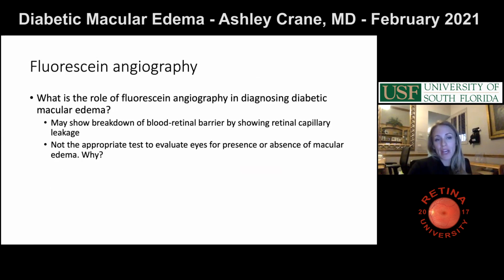Okay, an FA. What is the role of FA in diagnosing diabetic macular edema? We know some of the roles in proliferative or non-proliferative diabetic retinopathy, but it's not something we use too often to diagnose diabetic macular edema. It may show the breakdown of the blood-retinal barrier by showing retinal capillary leakage, but it's not the appropriate test to evaluate for the presence or absence of edema. So you can't use this instead of an OCT. Why might that be?